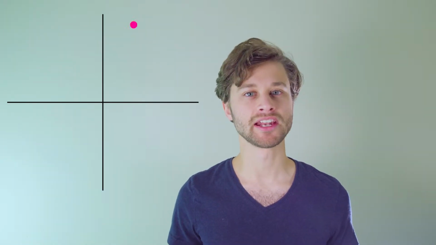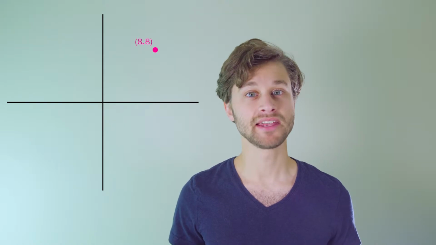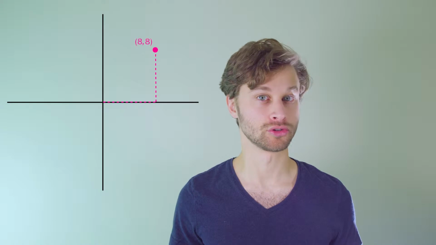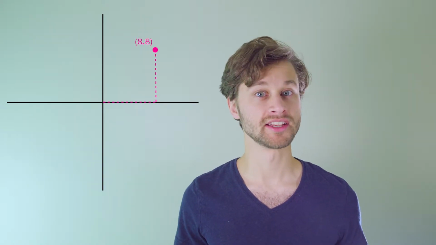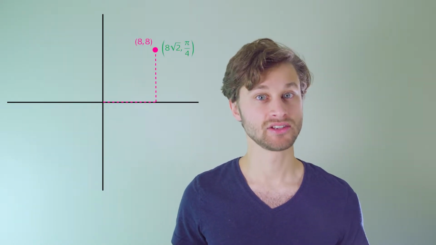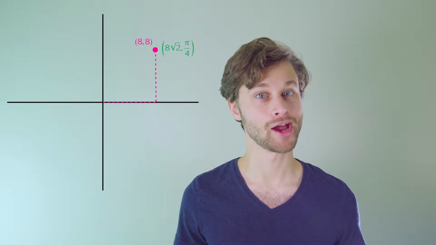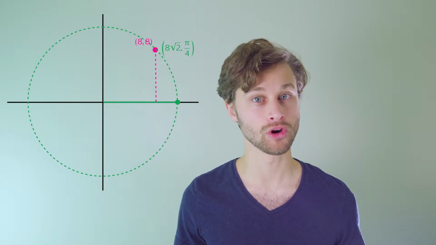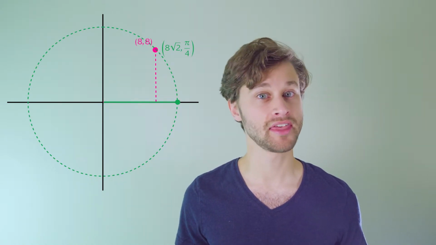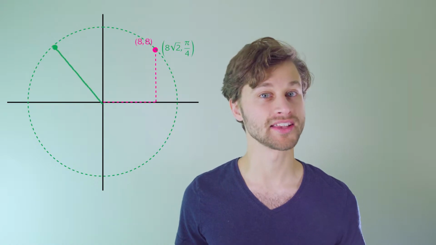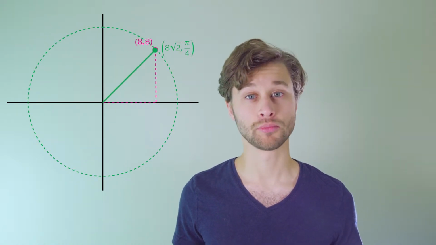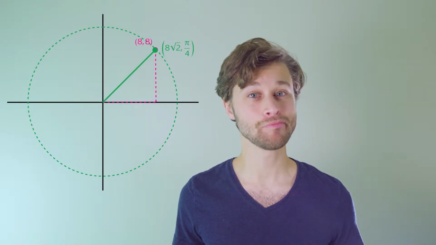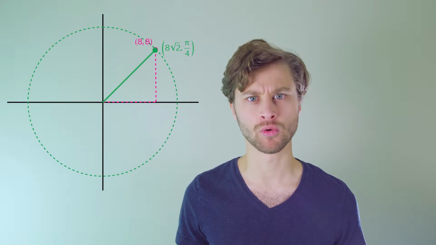For instance, let's plot the point 8, 8 on the xy plane. That means I've traveled 8 units in the horizontal direction and 8 units in the vertical direction away from the origin. In polar coordinates, I could write it like this: 8 square root of 2, pi over 4. That first number describes r, how far I am radially away from the origin, and that second number describes theta, which is the angle away from the positive x-axis. These two coordinate points, 8, 8 and 8 square root of 2, pi over 4, describe the same point in space, just using different coordinate systems.